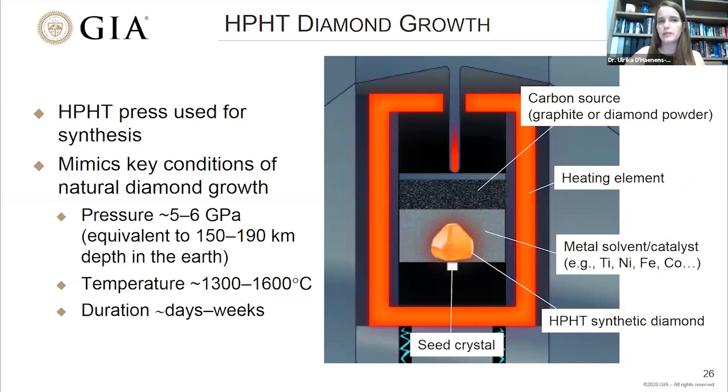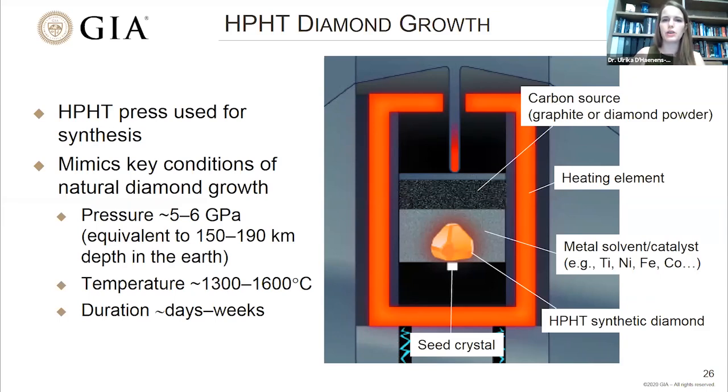For HPHT diamond growth, they use a press. This is the same type of press that some people use for diamond treatments. It's an HPHT press that is going to try to mimic some of the key conditions of natural diamond formation. The pressures are going to be about 5 to 6 gigapascals, which is equivalent to the depths that natural diamonds form at. The temperatures are about 1300 to 1600 degrees Celsius, and the duration of this growth is going to be days to weeks long, depending on the type of material that they're trying to grow and the sizes.